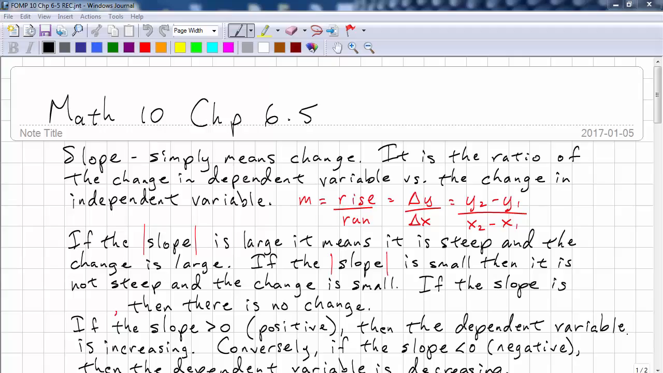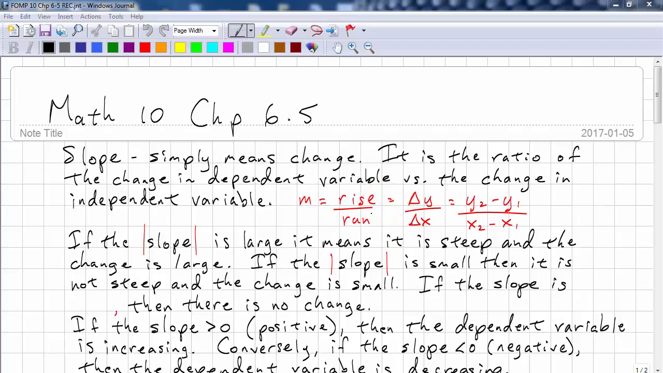This is Foundations of Math and Pre-Calculus 10, Chapter 6.5, and we're going to be looking at slope. And slope simply means change. It is the ratio of the change in the dependent variable versus the change in the independent variable. And we use m to denote slope, and we have several different formulas.